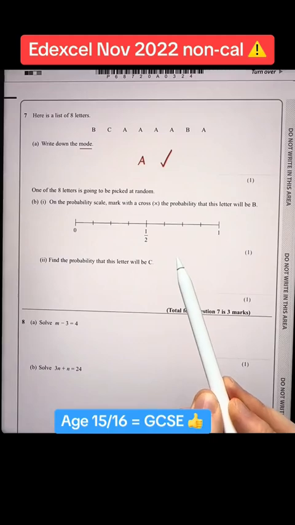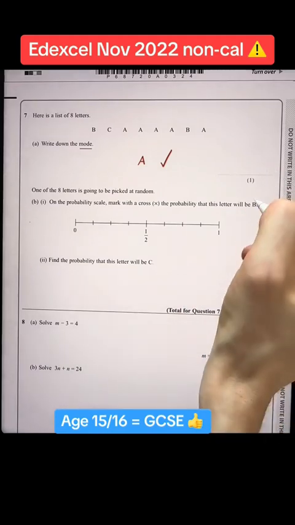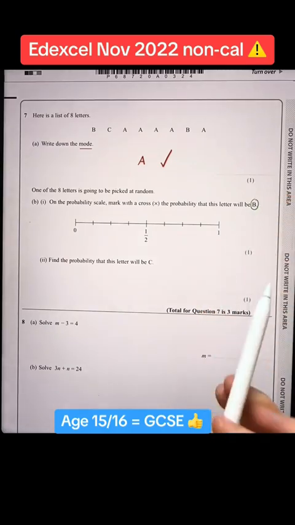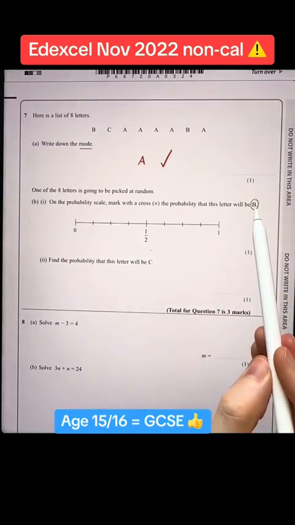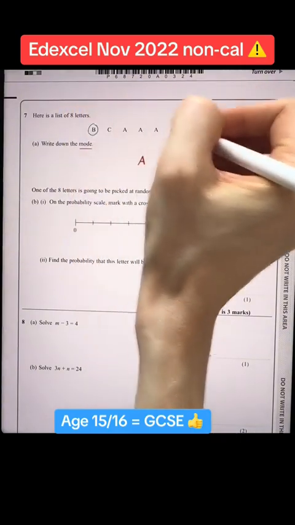One of the 8 letters is going to be picked at random. On the probability scale, mark where across the probability that this letter will be B. Well, the way probability works is the number of successes on the top. So the number of letters with a B on it, in this case, is 1 and 2.